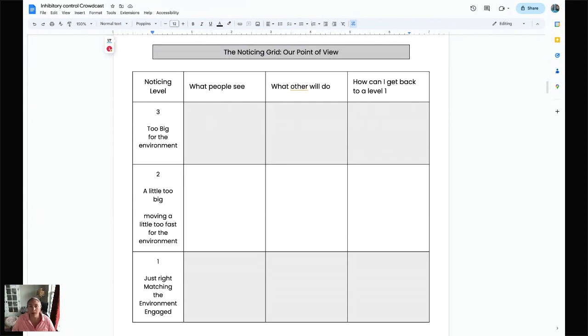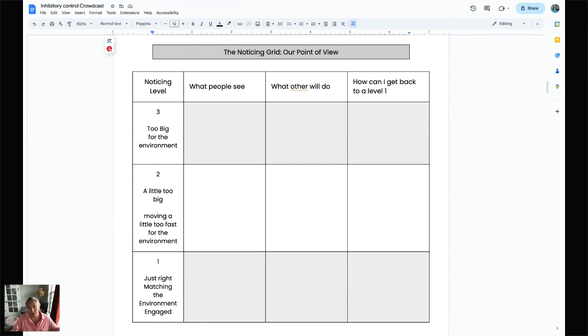You're going to hear language from this noticing grid throughout the talk today, because this noticing grid is a multi-purpose tool. It supports us in recognizing levels of regulation. That's our noticing level, right? Level 1 is just right, matching the environment, engaged. It's critical to remember there are no lists of behaviors that fit or strategies that fit in any of these categories. This is truly individualized.